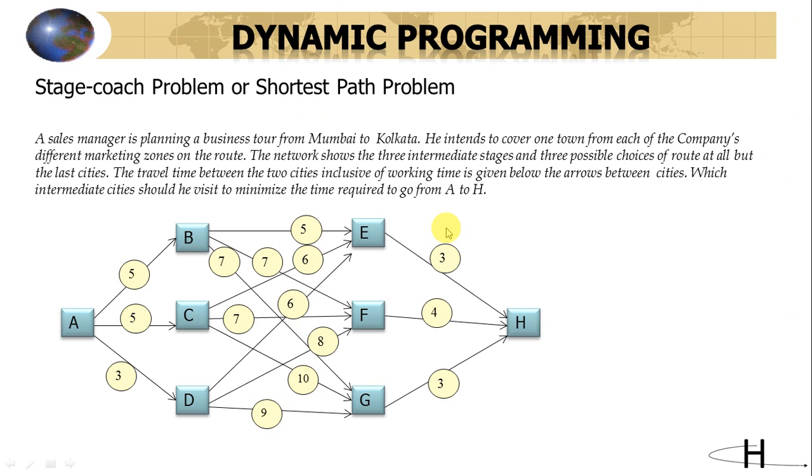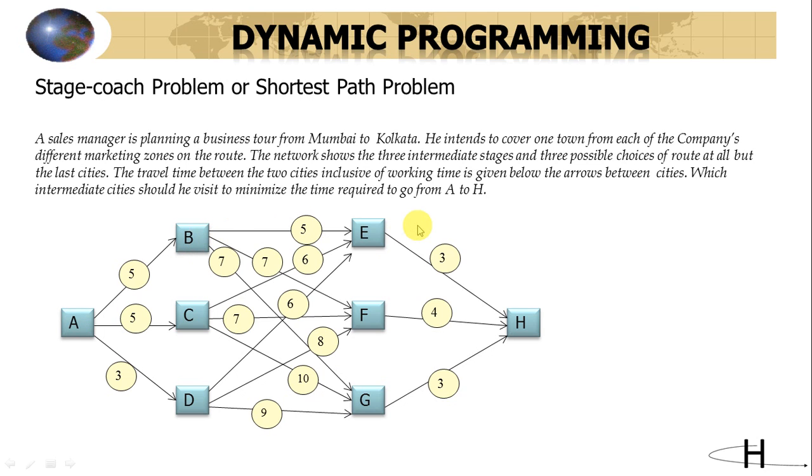So in this given problem, city A is nothing but Mumbai and city H is nothing but Kolkata. These are the various cities through which the sales manager has to pass to go to city H. Now these circled figures show the time required to go from one city to another. For example, this number 5 shows 5 units of time to go from city A to city B.